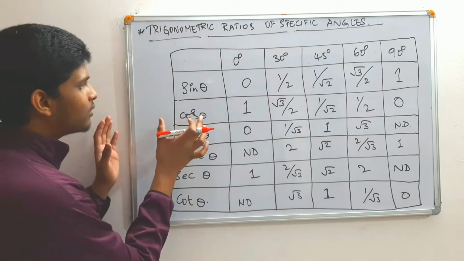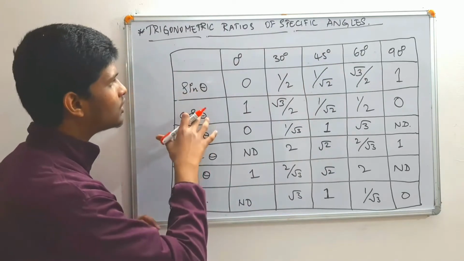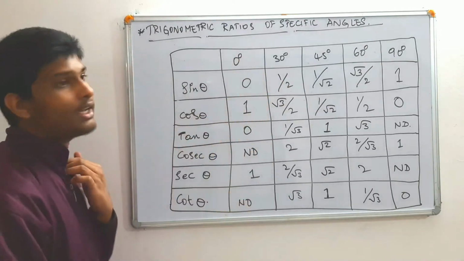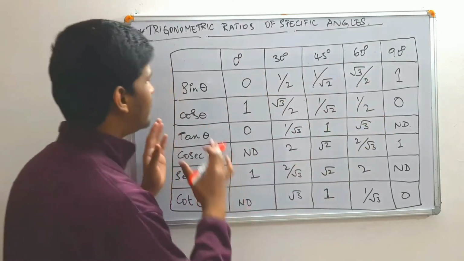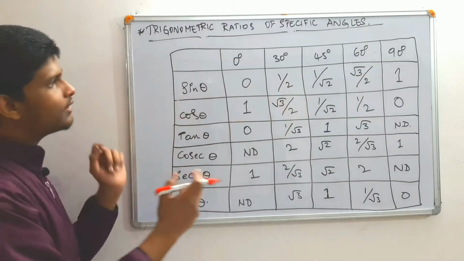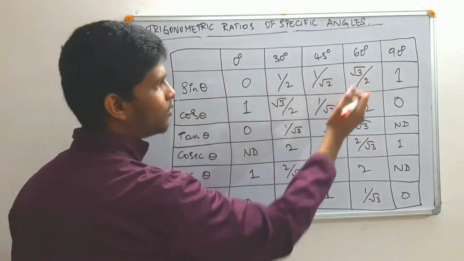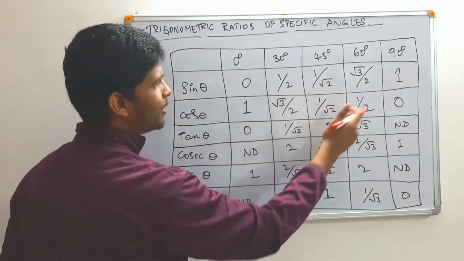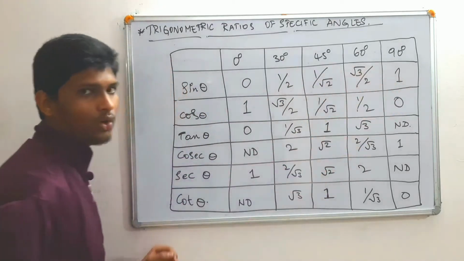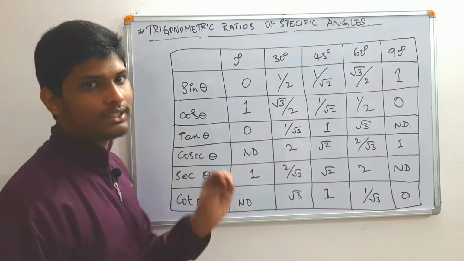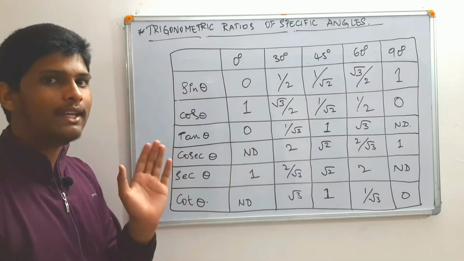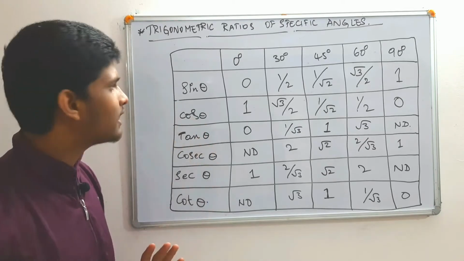And similarly, if you come to cos theta, means cos values of specific angles, cos 0 degree is 1 and cos 90 degree is 0, and it's just the reverse of sine. If sine is 0, 1 by 2, 1 by root 2, root 3 by 2 and 1, cos is 1, root 3 by 2, 1 by root 2, 1 by 2 and 0. That means cos is decreasing from 1 to 0, that means as the angle increases, the value of cos decreases.